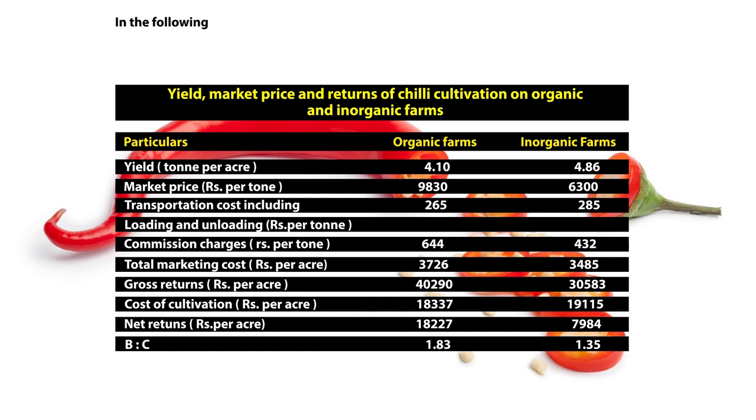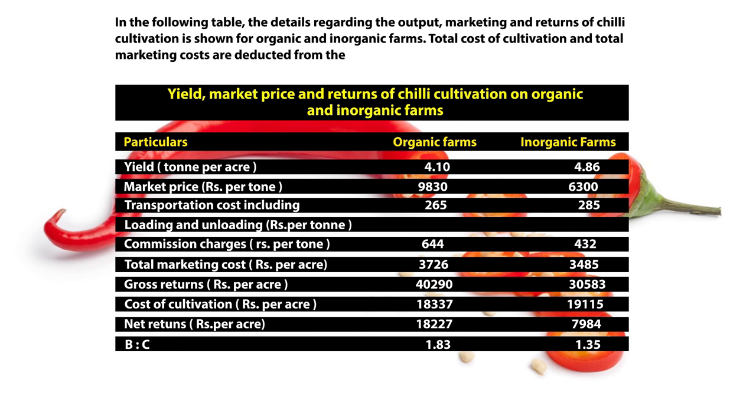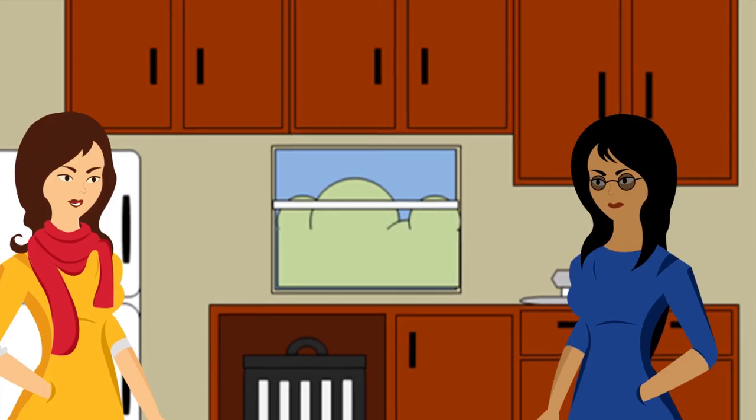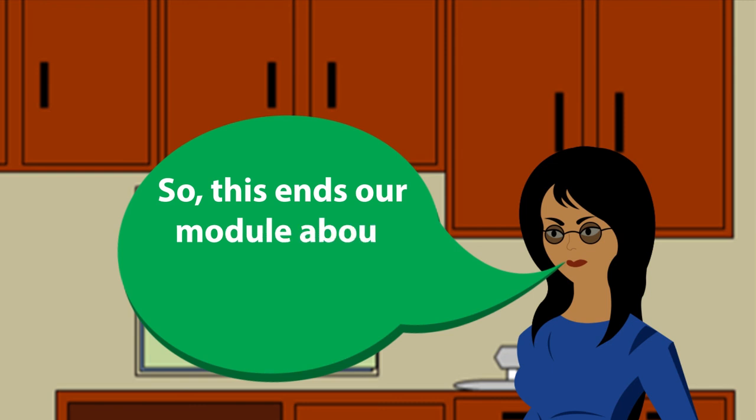In the following table, the details regarding the output, marketing, and returns of chilli cultivation is shown for organic and inorganic farms. Total cost of cultivation and total marketing costs are deducted from the gross return to derive the net returns. Mrs. Reddy, so this ends our module about chilli.